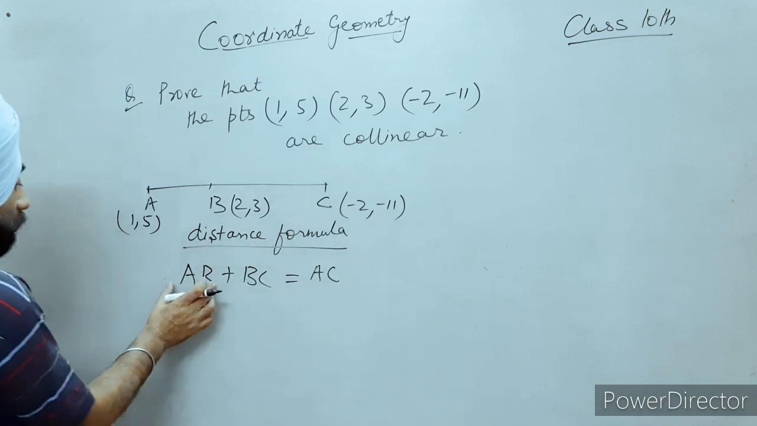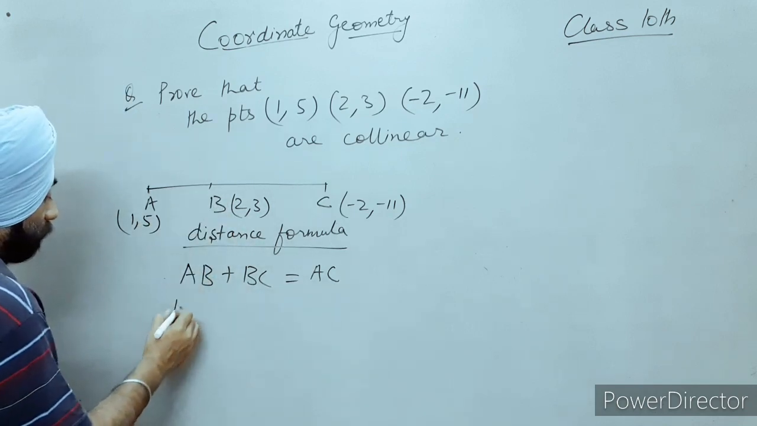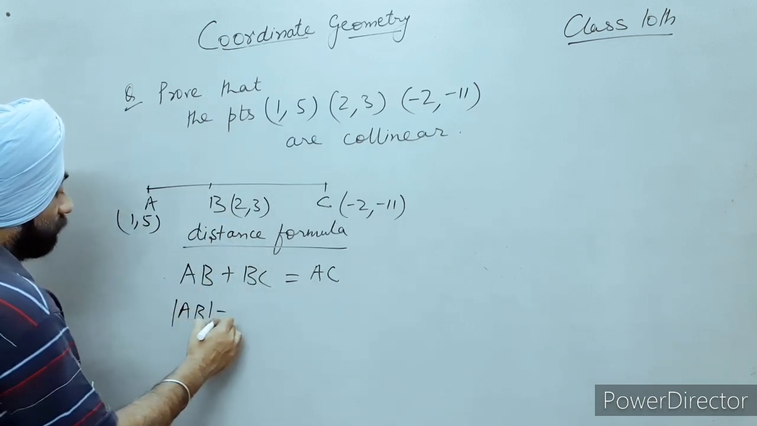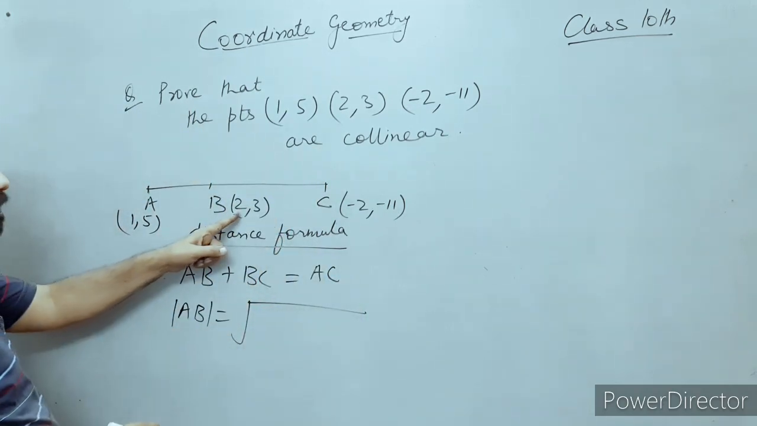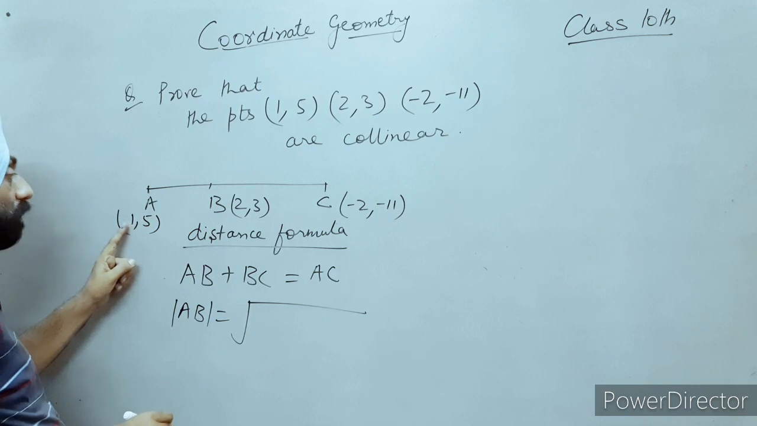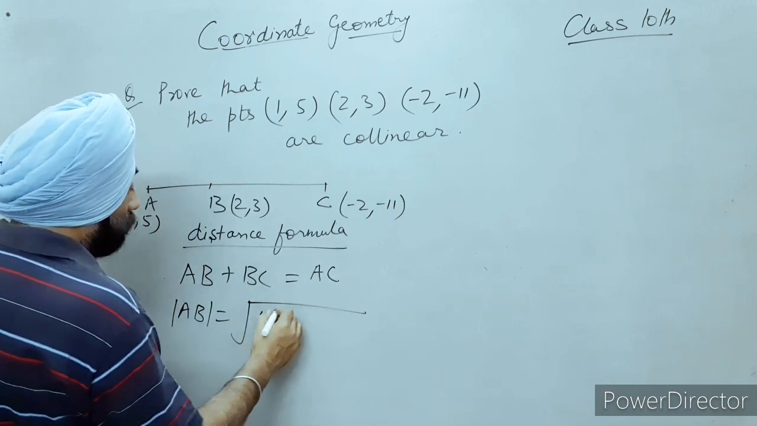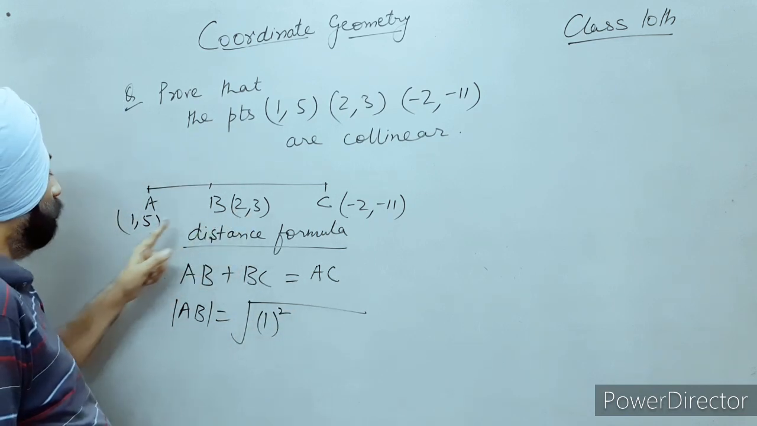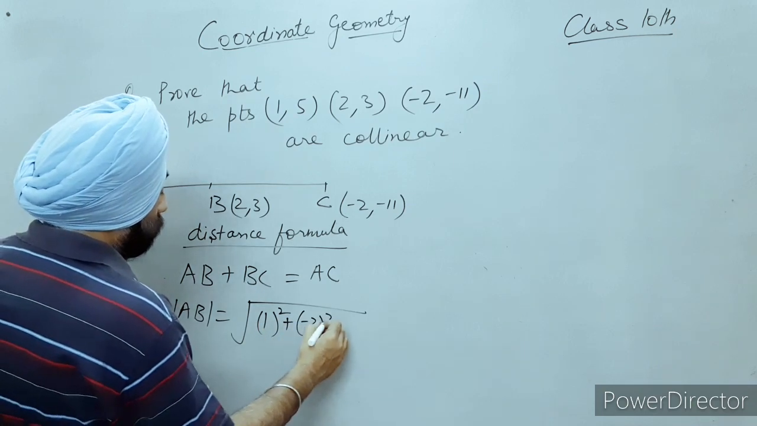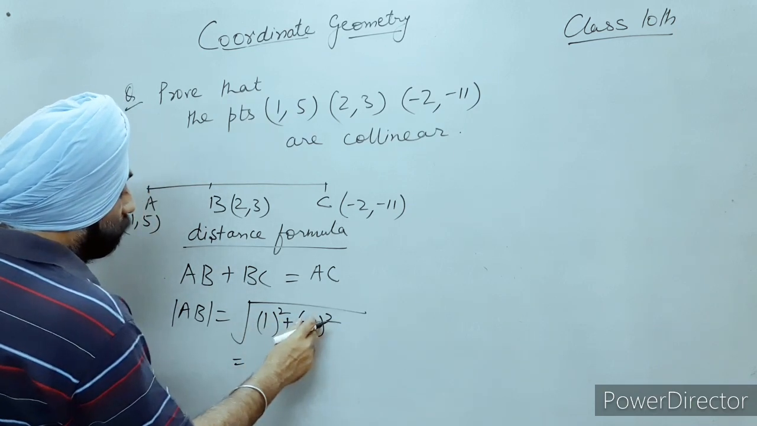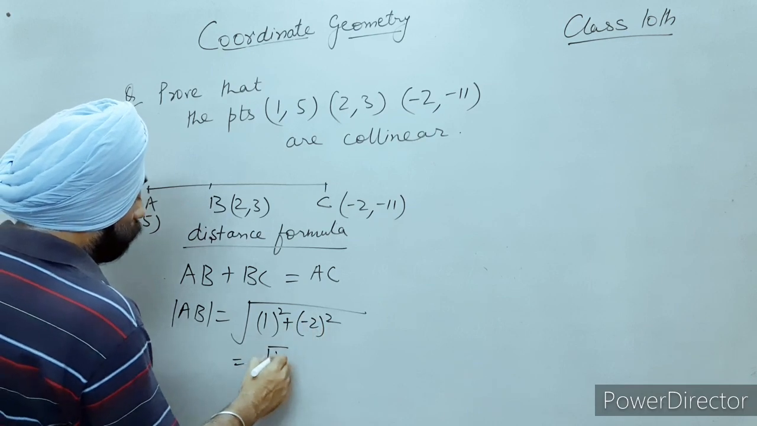We are to find the distances. AB distance, we will find AB distance. It's again using distance formula. Distance formula will be x2 minus x1, that is 2 minus 1, 1 square, plus 3 minus 5, that is minus 2 square. It comes out to be 1 plus 4, 5. It's under root of 5.